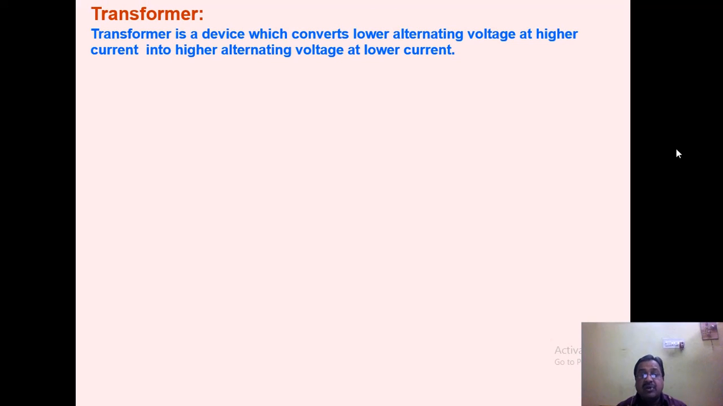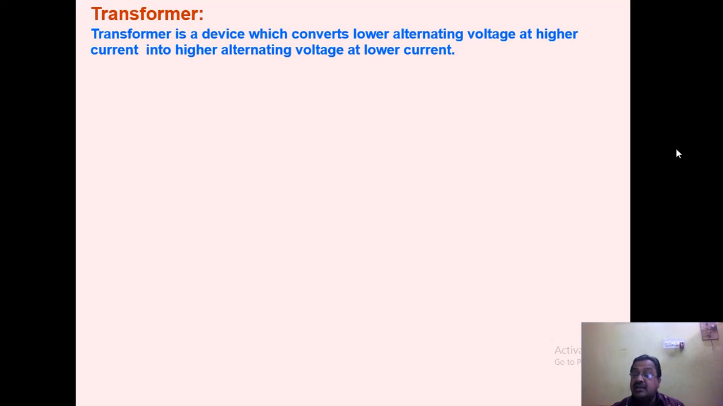A transformer is nothing but a device which converts lower alternating voltage at higher current to higher alternating voltage at lower current. Or we may say it is a device which is used for changing the voltages of an AC power source to a higher or a lower value.